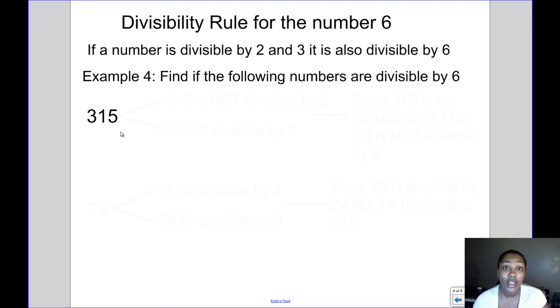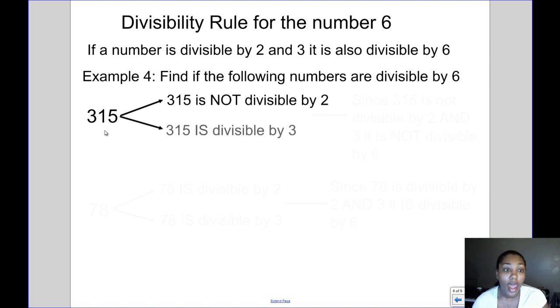We have to first test to see if it's divisible by 2, and then we have to test to see if it's divisible by 3. So we'll start with, is this number divisible by 2? Well, if we look at 315, it doesn't end in an even number, so that means it is not divisible by 2. And then we want to check, is it divisible by 3? So when we add 3 plus 1 plus 5, well, 3 plus 1 gives us 4, and 4 plus 5 gives us 9, which means 315 is divisible by 3.